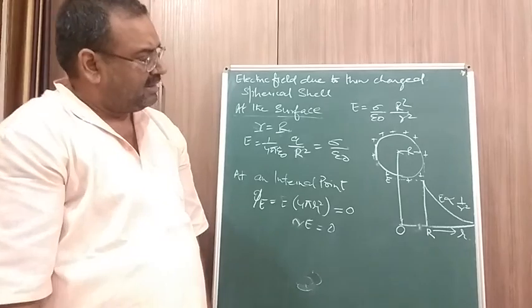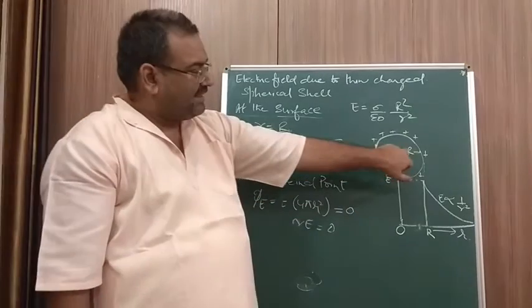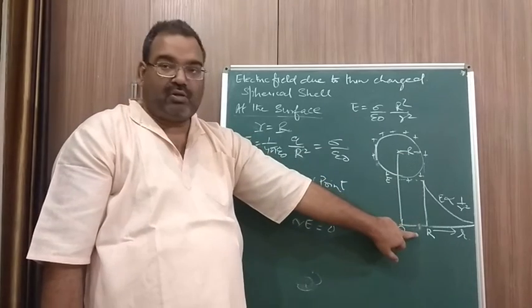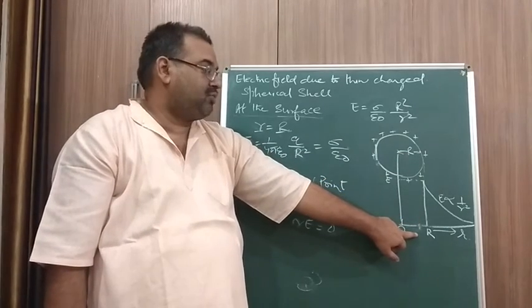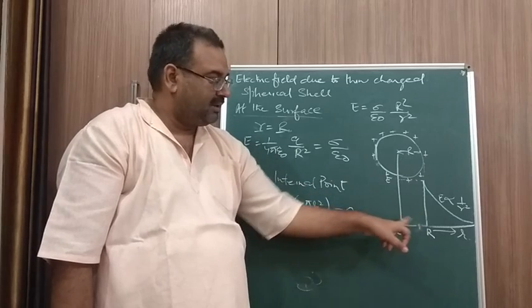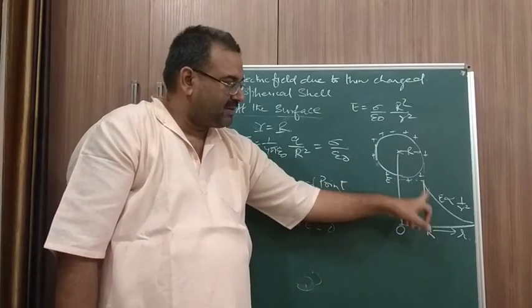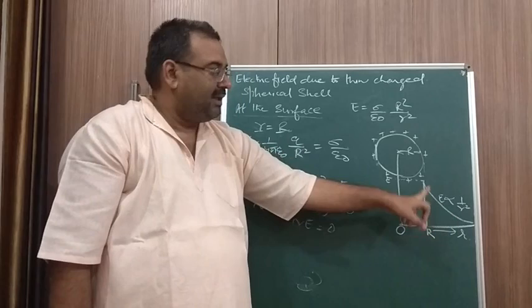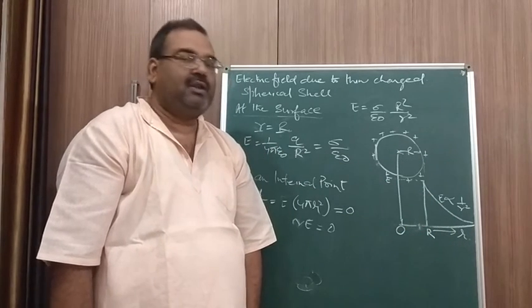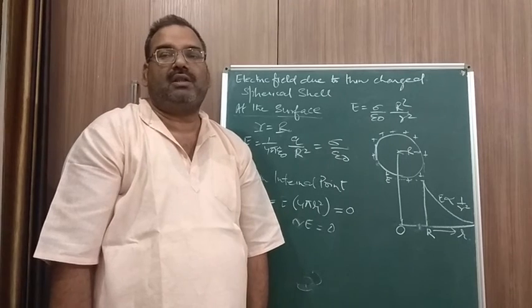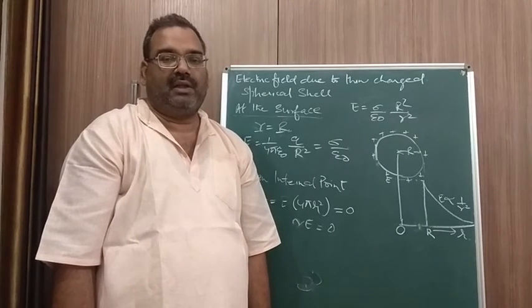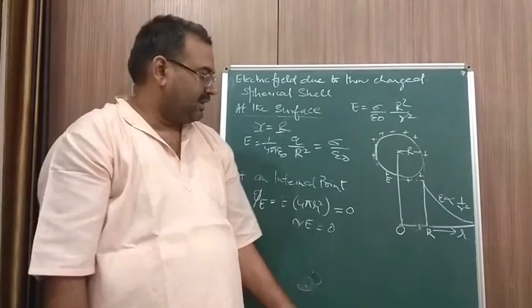At the surface, that is at radius R, the electric field is equal to 1 upon 4 pi epsilon naught Q upon capital R square. Inside, it is 0; there is complete blank, there is no electric field. The graph starts from this point. And outside the surface, the electric field is inversely proportional to the square of the distance from the center of the sphere. So this is how the electric field is calculated.